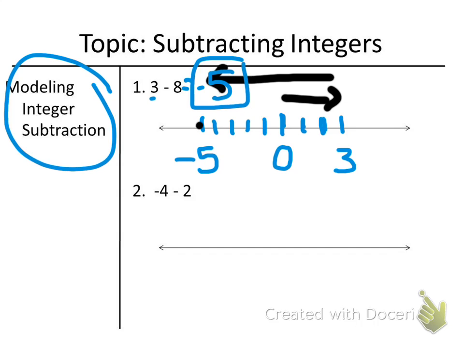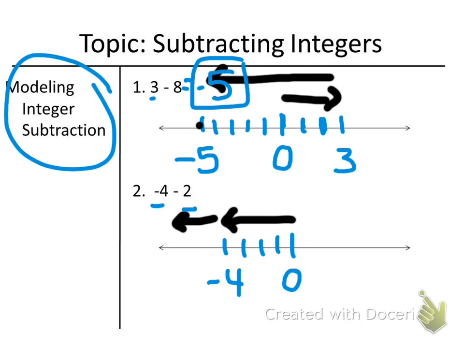For number 2, it says -4 minus 2. So I'm going to start at 0, go to -4. From here, I'm going to subtract 2. When I subtract, I move to the left. That is correct. So I'm going to move to the left 2. 1, 2. And I end up at -6. So my answer is -4 minus 2 equals -6.